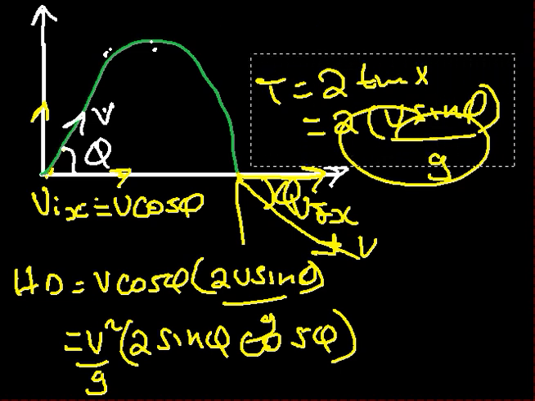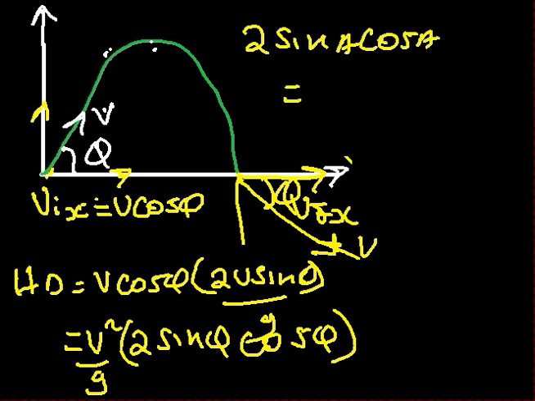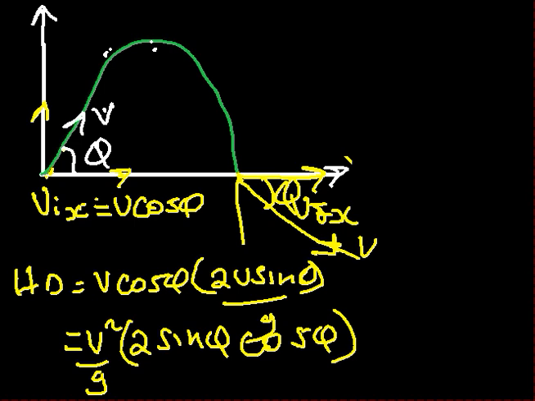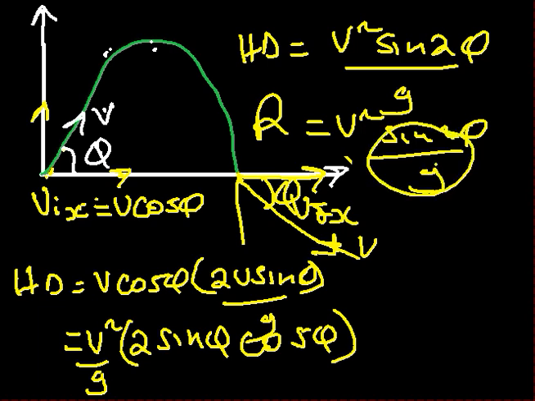So using the trigonometric identity of the double angle formulas, we understand that if we have 2 sine of angle A cos of angle A, this is the same as sin 2A. That is the double angle formula. So if that's the case, the horizontal distance is given as v squared sin 2 theta divided by g. This is now what you call the range, given as v squared sin 2 theta over g. That's how the range is calculated in that case.